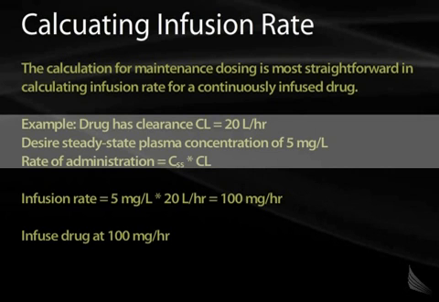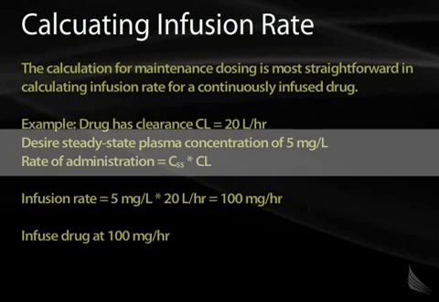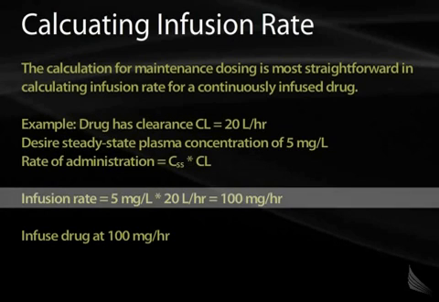The rate of the administration equals the steady state concentration times the clearance. And that will give us our infusion rate. It's important to remember your units, however. As long as your units add up, you can simply multiply these two values, and that will tell you how many milligrams per hour you will have to infuse of that drug in order to keep this plasma level.